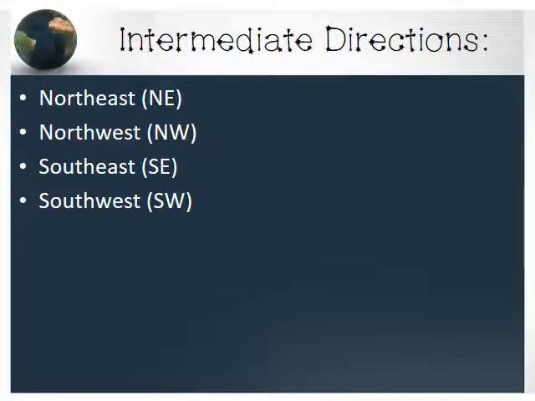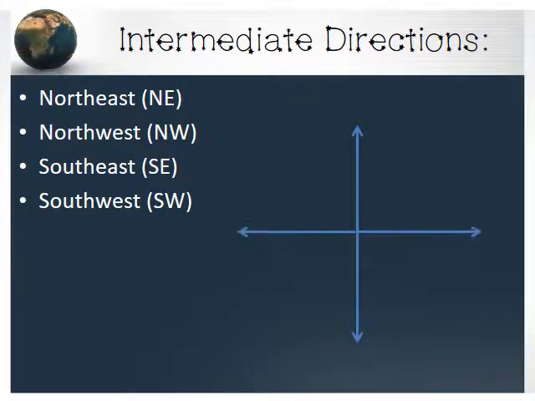So let's take a look at what these look like on our lines that we drew earlier. So you're going to draw a whole new set on the bottom half of your paper. So draw your two lines. This time, you don't have to write out the whole word for your cardinal directions. You only have to write the first initial. So we have N in the top, S at the bottom, east is on the right, west is on the left. But now we have to add our intermediate directions, or our directions that are in the middle.